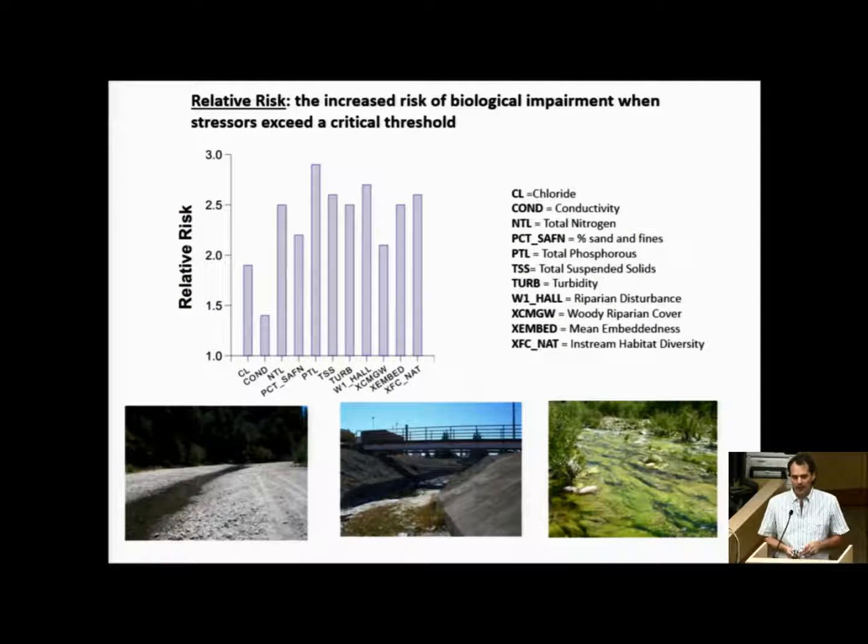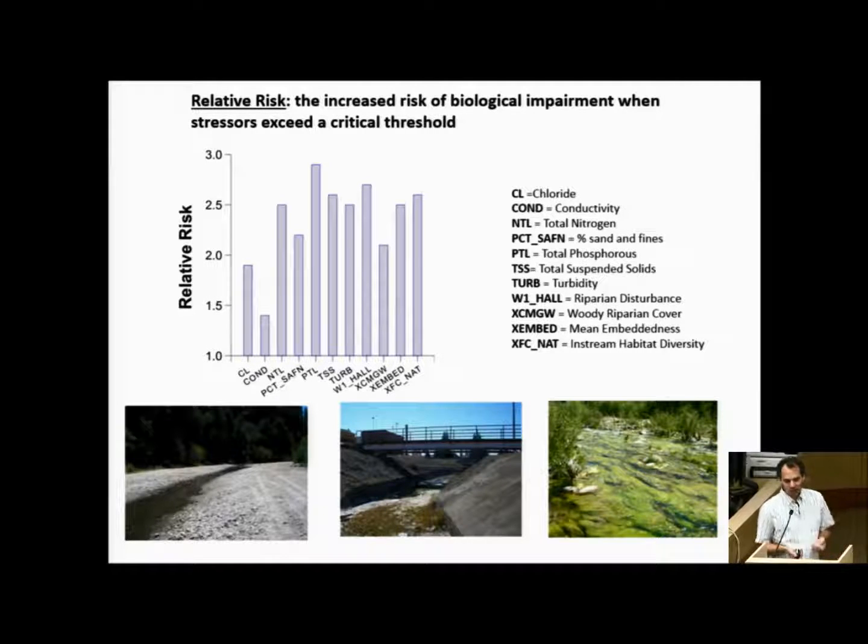Finally, we were able to calculate relative risk, which is the increased risk of biological impairment when stressors exceed some critical threshold. Relative risk is a concept that's used a lot in human health and epidemiology. So when you hear that smokers are 10 times more likely to develop lung cancer than non-smokers, that's relative risk. I haven't defined here what values constitute exceedance of those critical thresholds for stressors. It's a little cumbersome to present concisely, partially because those thresholds vary regionally. So you're just going to have to trust me on that.